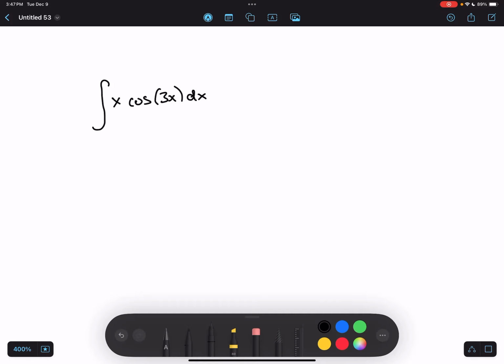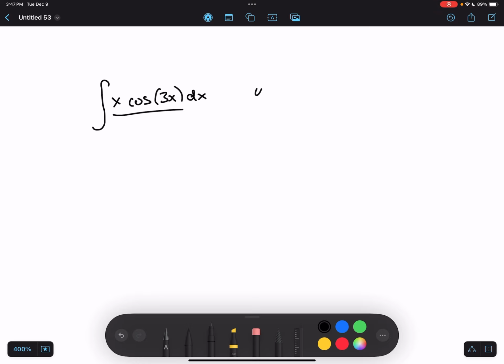We have the integral of x cosine 3x, and this is clearly a product. Because we're looking at a product as the integrand, that's clearly indicative of an integration by parts problem. Anytime you've got a product, the first thought should be IBP.